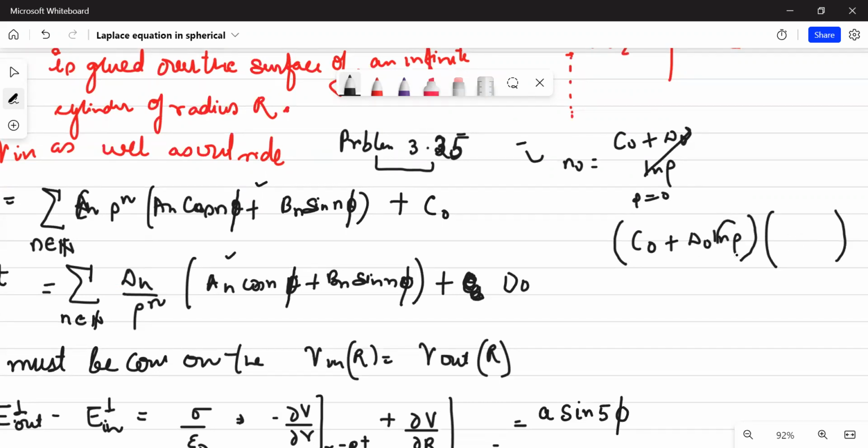At rho equal to 0, this will become... as rho tends to 0, this will go towards minus infinity. Otherwise, at rho equal to 0, this is not defined, so forget about it. So you will only have some constant term. And here also you will have only some constant. Is that clear? So this is what I want to suggest.